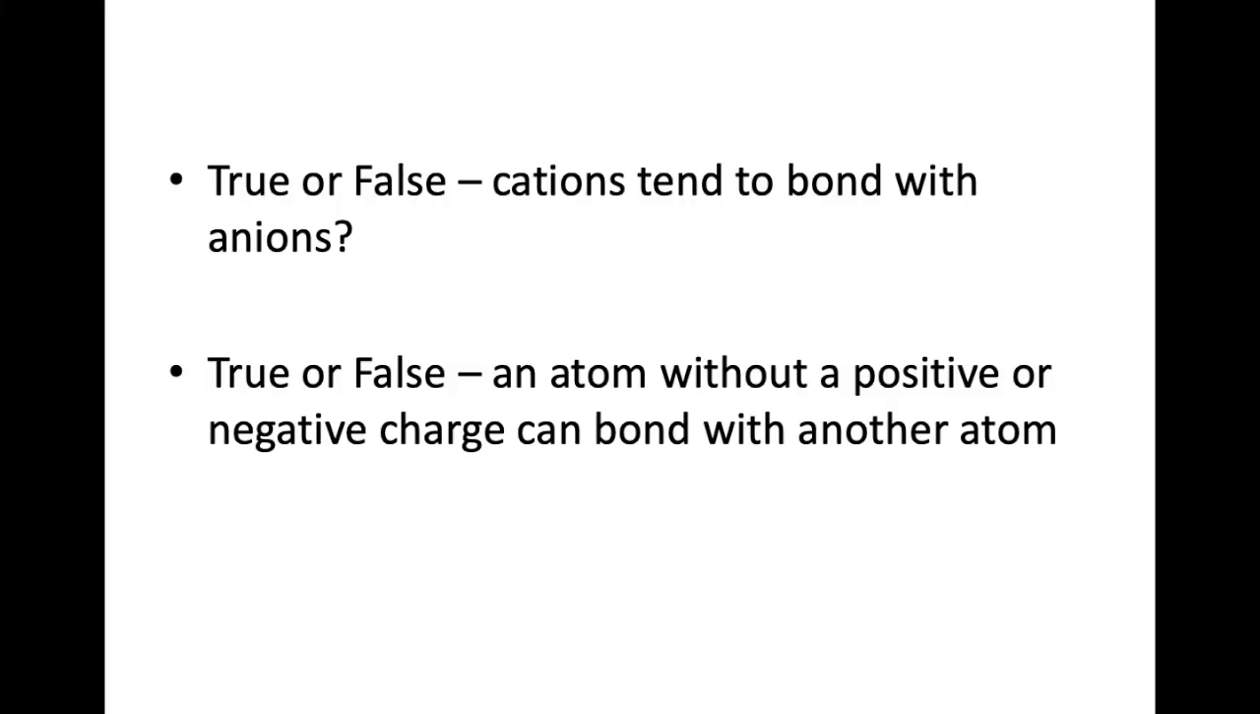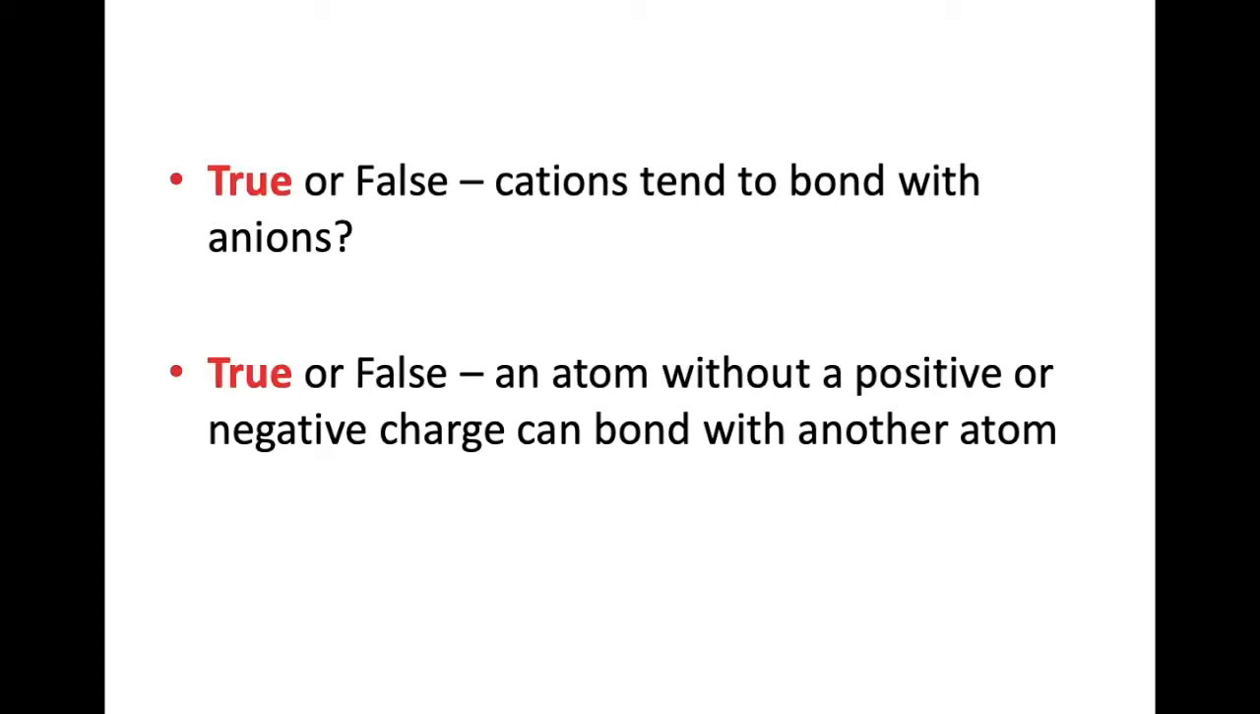So let's see if you're listening to my story. A little true or false for you. 1. True or false? Cations tend to bond with anions. And 2. True or false? An atom without a positive or negative charge can bond with another atom.